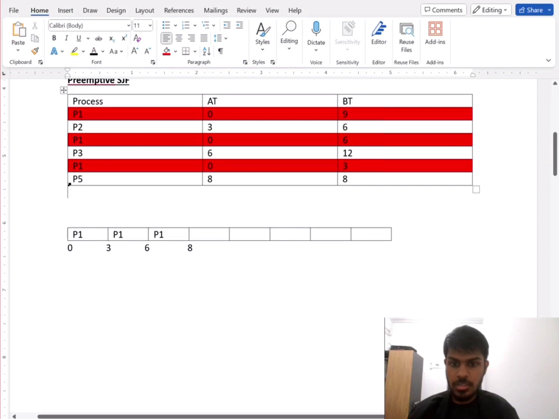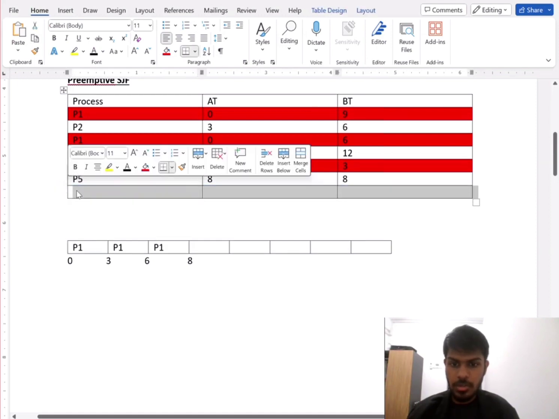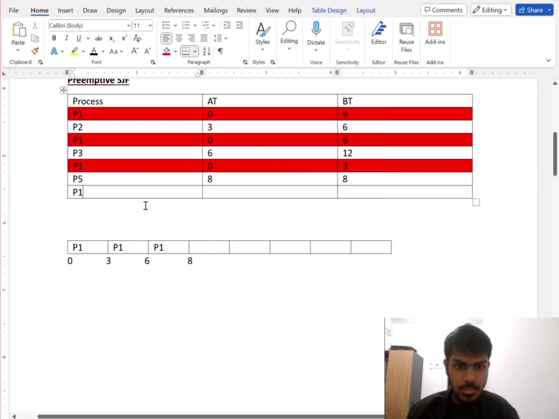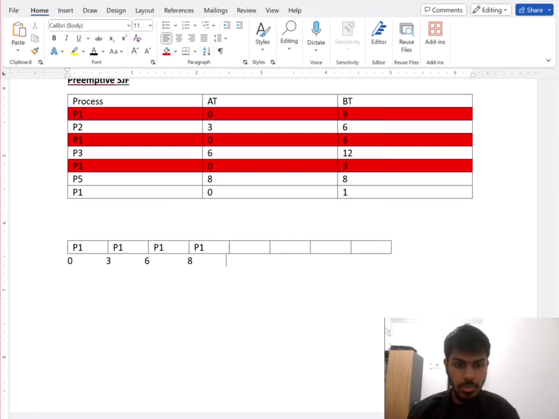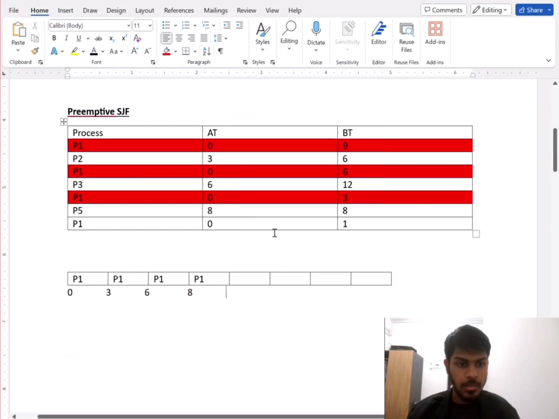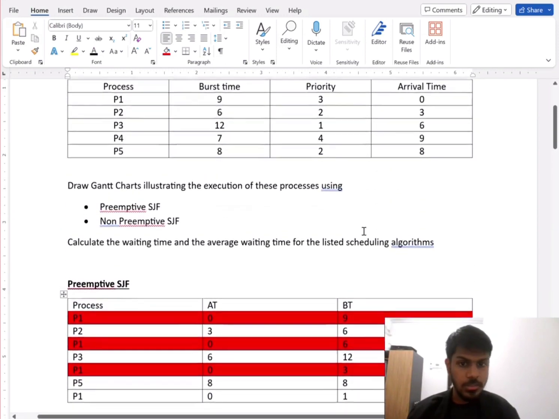This is the new process, P1, arrival time 0, and 3 minus 2 is 1. Comparing both of these burst times, the lowest one is P1 again, so we put P1 here, and the process will stop at 9.